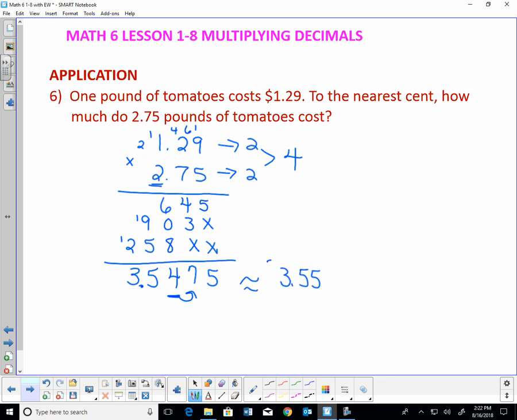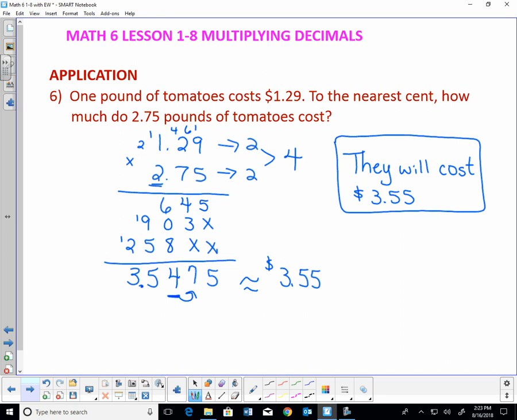Always make sure you answer the question that was asked. This 3.5475 is the correct answer to 1.29 times 2.75. However, it is not the answer to the question. So the answer to the question was, how much do 2.75 pounds of tomatoes cost? They will cost $3.55. Make sure you give me a complete sentence. Make sure you label everything.